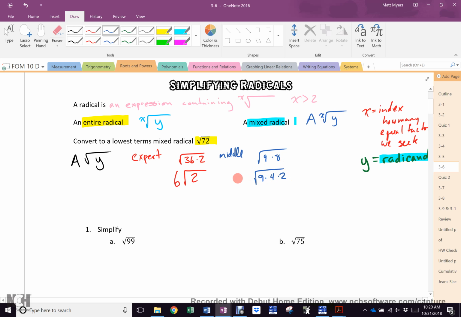What's the square root of 9? 3. So what would come out to the front? 3. What's the square root of 4? So what would come out to the front? 2. Now you guys know in math that big numbers in front of something with nothing between them do what? Multiply. So what are 3 and 2 going to do? 6. And what did I leave under there? 2.